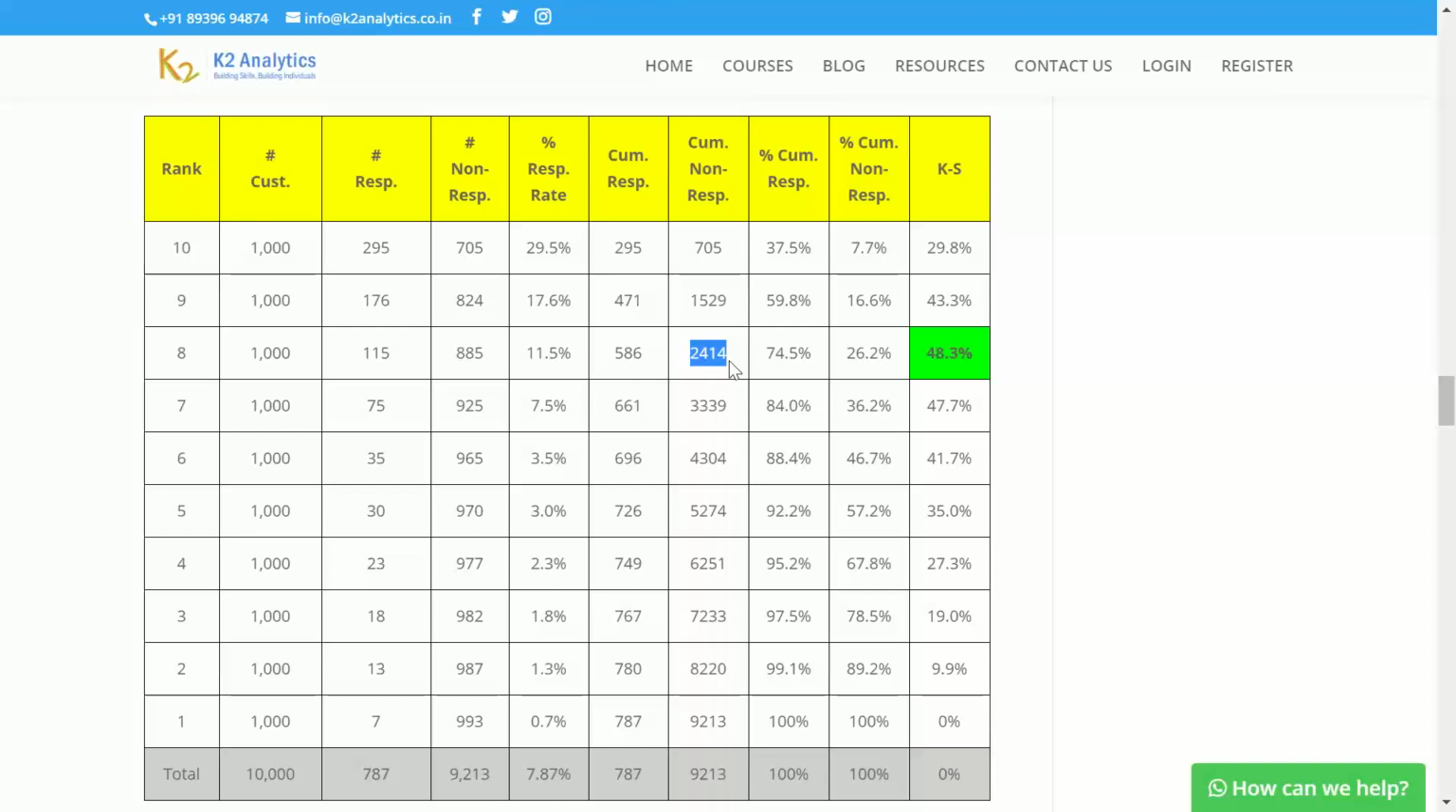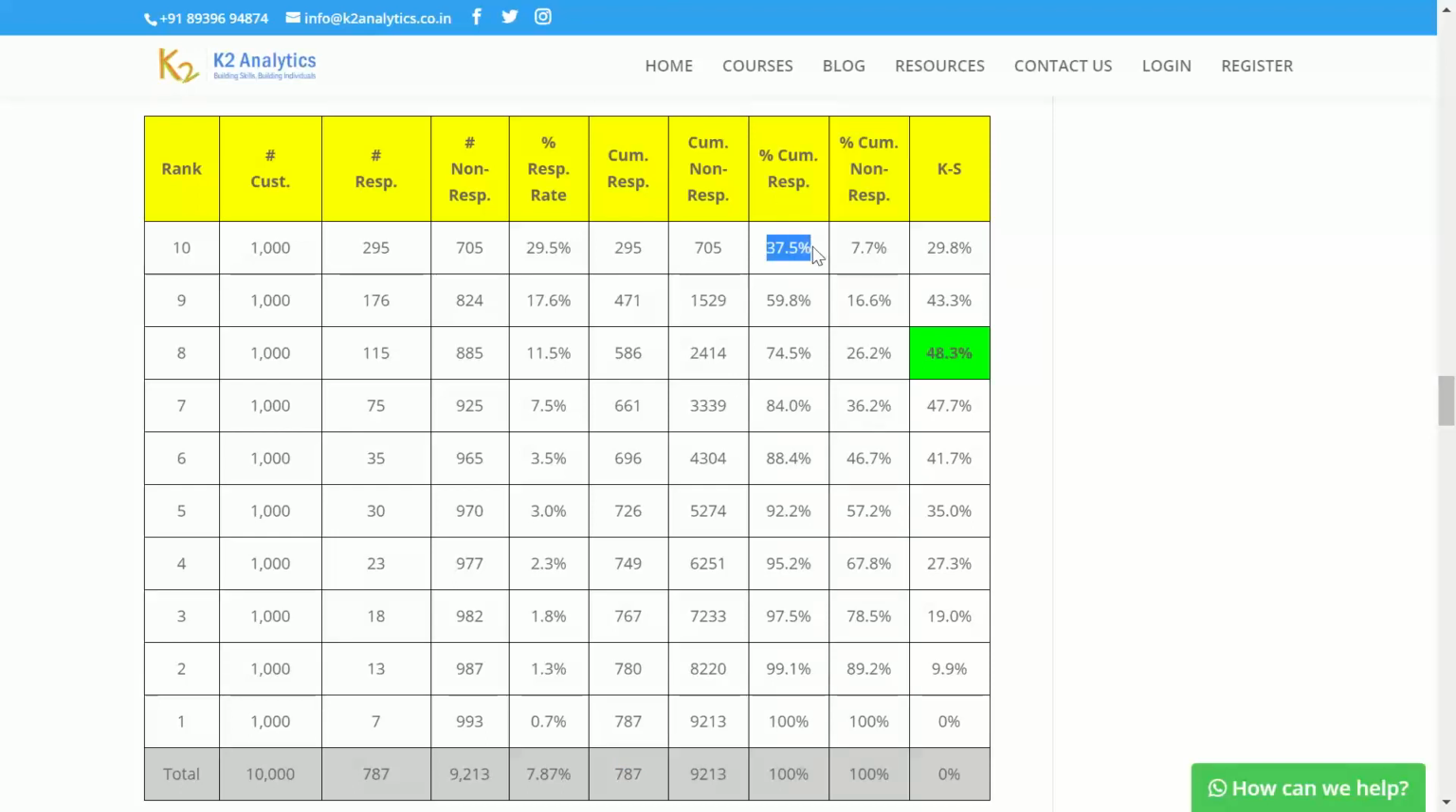So we get cumulative response, cumulative non-response. These cumulative numbers we have to convert into percentage. Now what we have to do is take proportions of the whole. So what is 295 proportion of the whole? 787 is the total number of responders. So 295 divided by 787 is equal to 37.5 percentage.